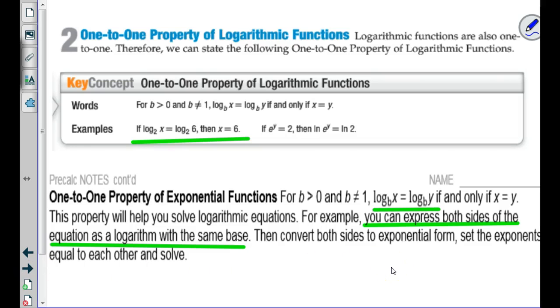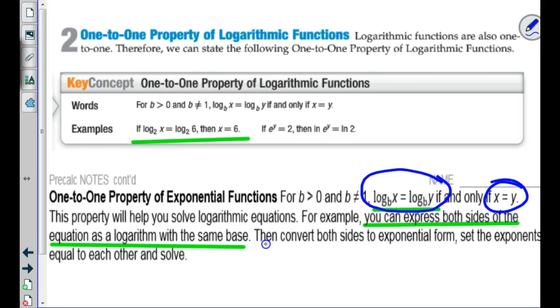Okay, there are 2 kinds of log problems that we have to worry about. Ones where we can get rid of the logs and ones where we can't. The ones where we can get rid of the log use what's called the one-to-one property of logs. It says if you have log base b of x equals log base b of y, then x can equal y. You can just get rid of them.